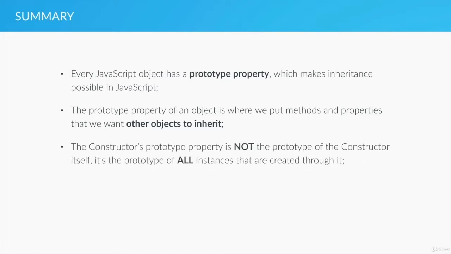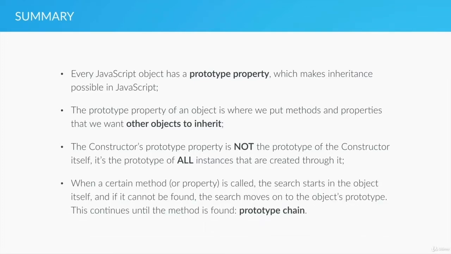The constructor's prototype property is not the prototype of the constructor itself, but it's the prototype of all instances that are created through it. When a certain method or property is called, the search starts in the object itself, and if it cannot be found there, the search moves up onto the object's prototype. This continues until the method is found, and this is the prototype chain. Alright, so this is it about objects, inheritance, and prototypes in JavaScript. I promise that we'll now finally go back to our code.